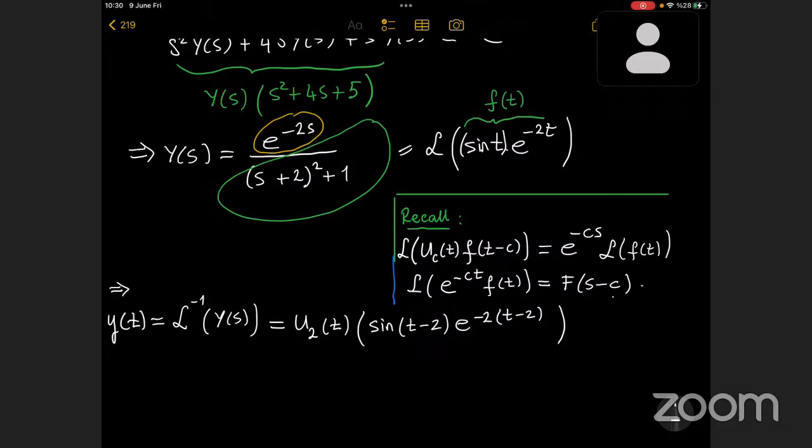Tamam hocam ben o step fonksiyonunun şeyini tam hatırlayamadım. Tamam, bir bak sen. Teşekkürler.